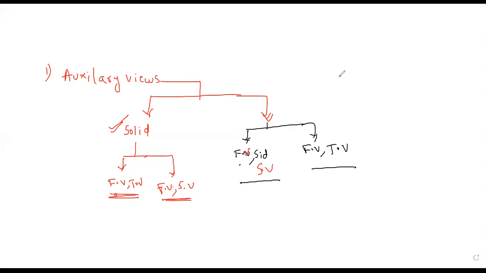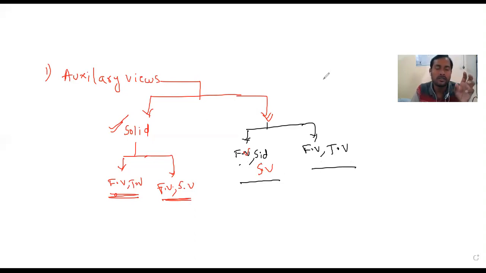Okay, simple. It's very simple. They will give a solid. So by using a solid, if they give the solid, you should just draw front view, top view, or front view, side view. Any two are enough to draw the auxiliary views. Otherwise, directly they will give front view, side view, or front view, top view. Okay?